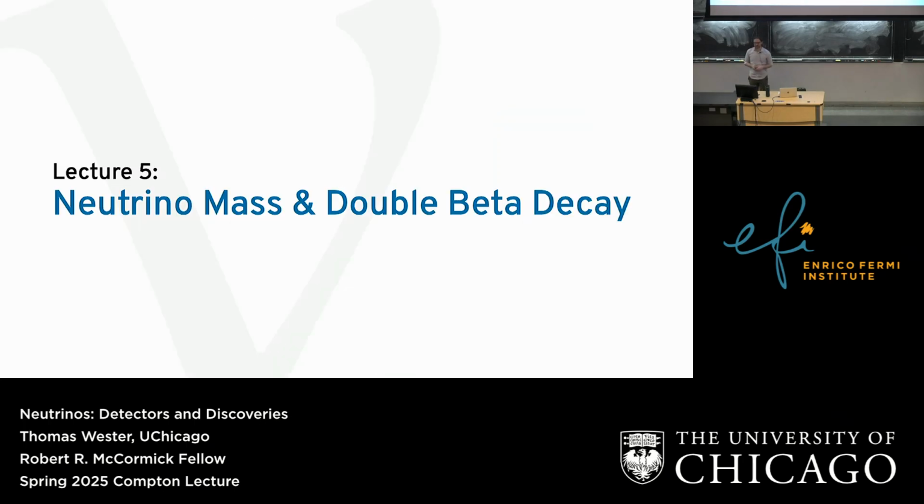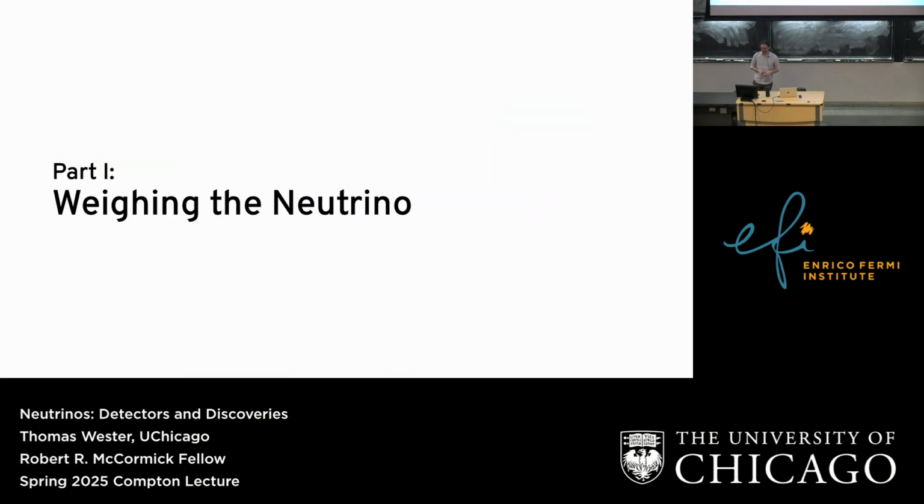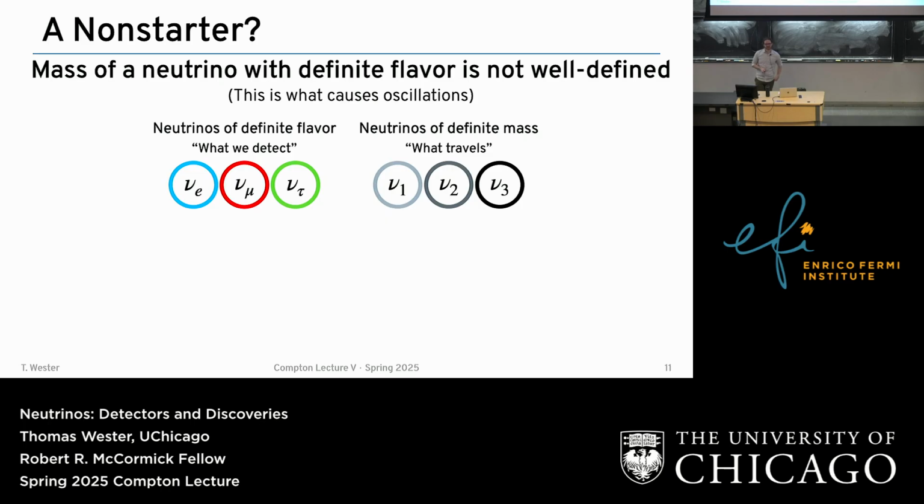Okay, lecture 5, neutrino mass and double beta decay. We're going to start with part 1, which is weighing the neutrino. How would we design an experiment to measure the mass of the neutrino? First I want to just mention that this is kind of a loaded question. The mass of a neutrino is not really a well-defined thing.